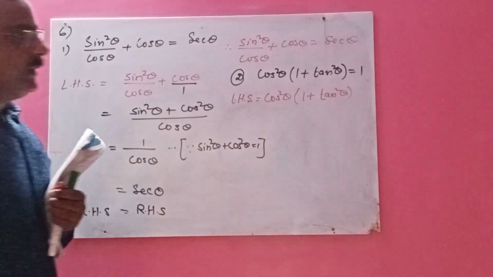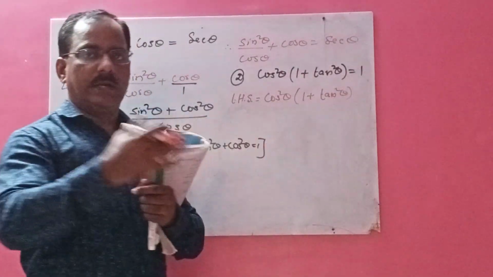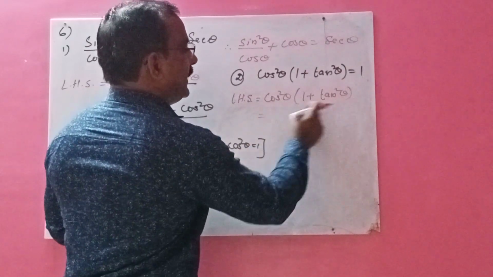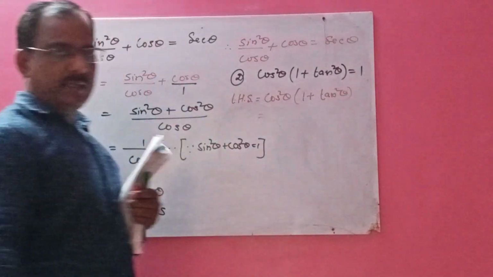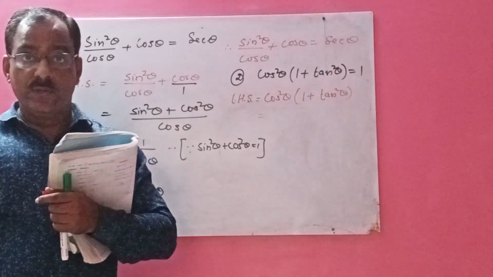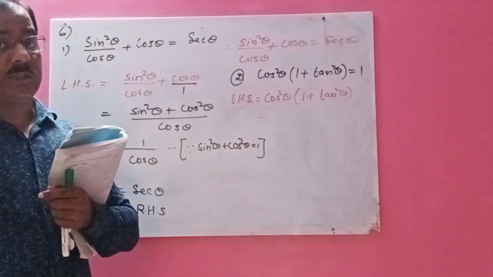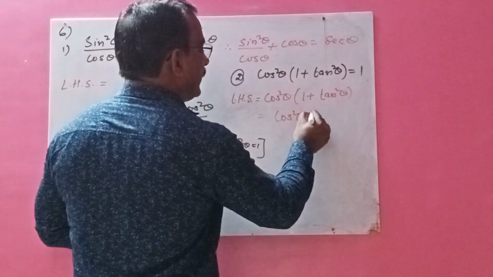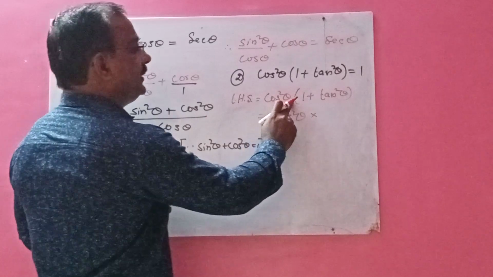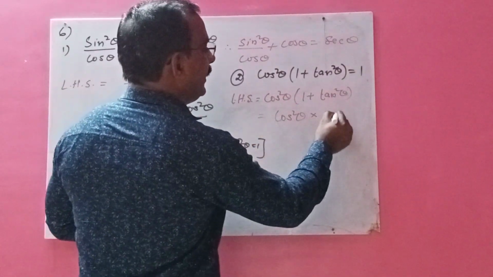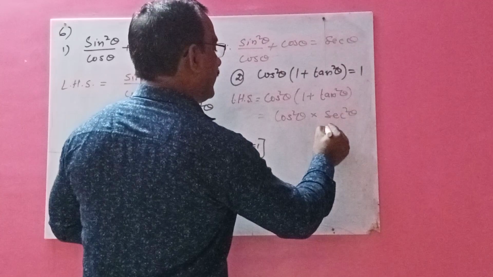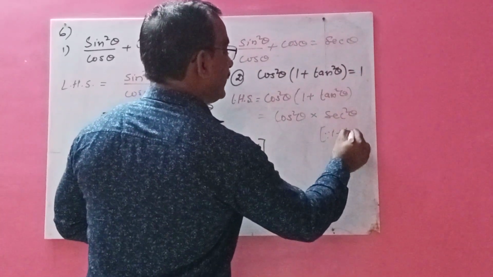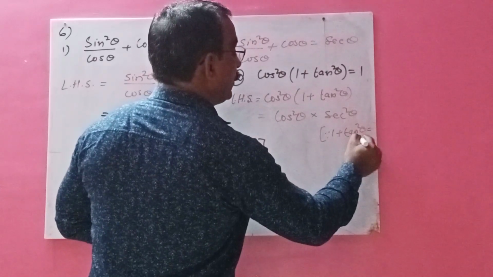Okay, children? Now as I told you, you should convert tan, cot in terms of sine and cos. But in this case, just see 1 plus tan square theta. Trigonometric identities: 1 plus tan square theta is equal to what? Sec square theta. So this can be written as cos square theta into sec square theta, because there is a multiplication between these two. Right, here the reason is, since 1 plus tan square theta is equal to sec square theta.